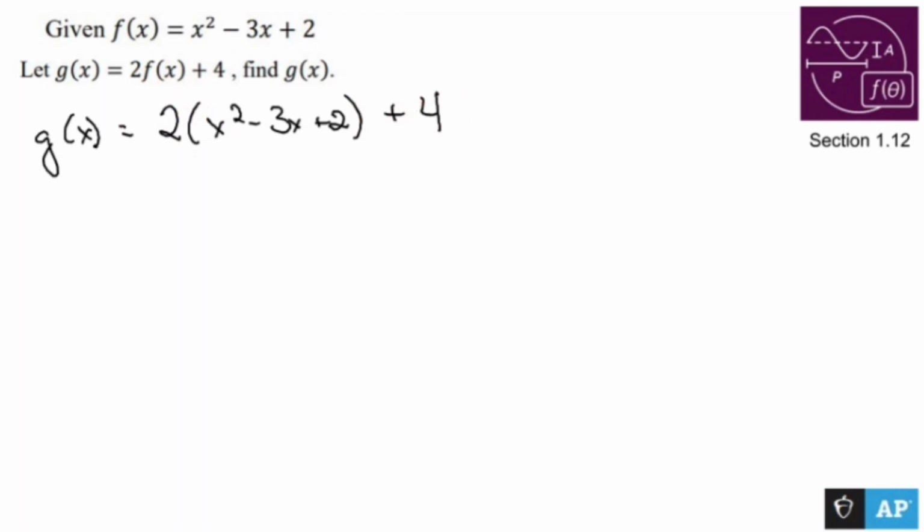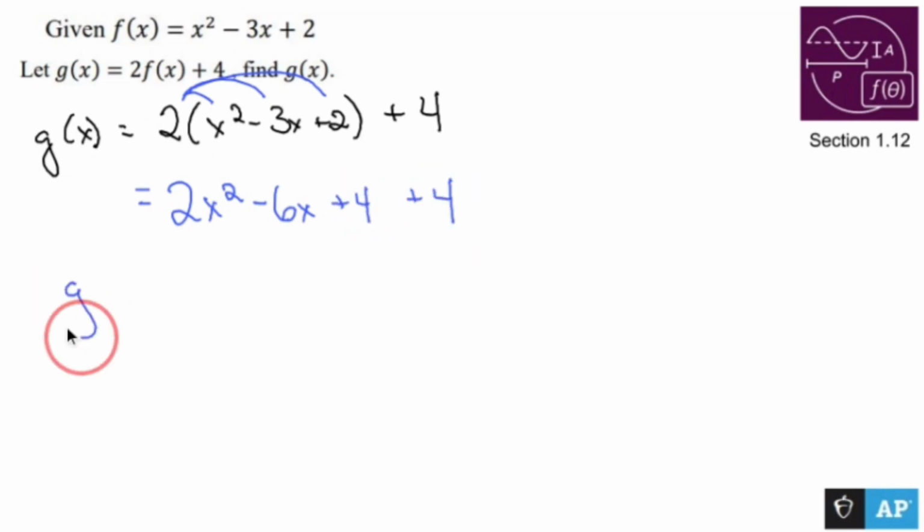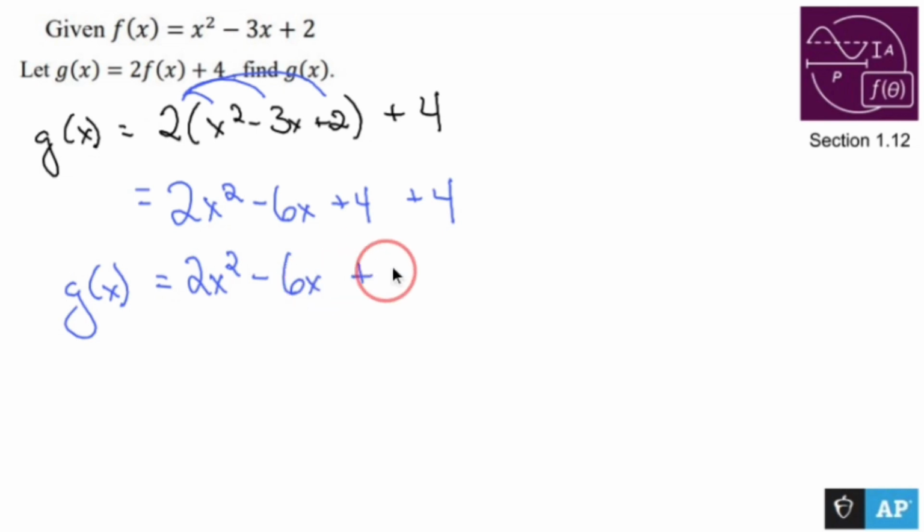So basically, it's just simplify, distributive property here, combine like terms. This becomes 2x squared minus 6x plus 4, and then plus 4 drops down. And then simplifying one step further, g of x equals 2x squared minus 6x plus 8. Nothing combines with the x terms, but the constants combine to make plus 8.